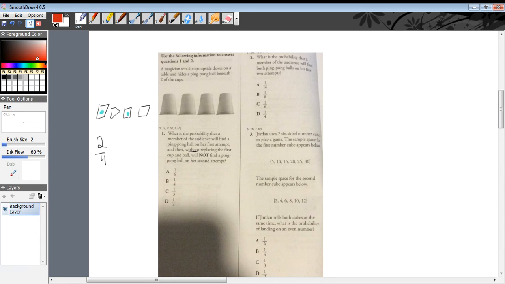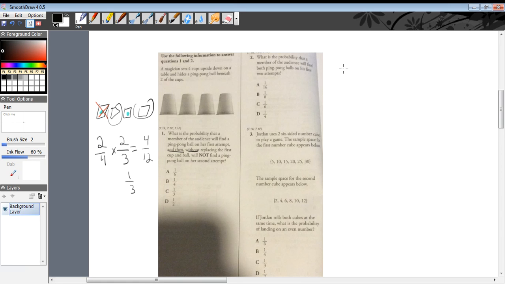Assuming that we found it, what's the probability of not finding a ping pong ball on our second attempt? So if we found one of them and we take the cup out and the ball out, and then without replacing, there's going to be now a sample space of 3, and there's 2 remaining that are not. So when we multiply these, it's going to be 4/12, which reduces to 1/3.